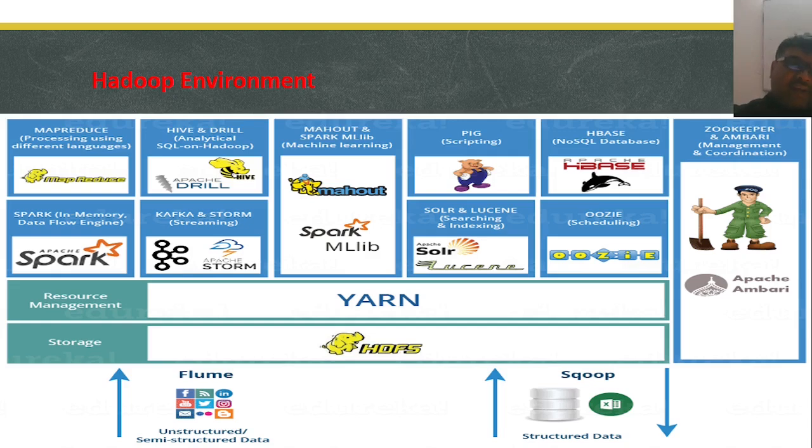Similarly, at the top left you can see MapReduce for programming purposes. There is Pig for scripting. There is a NoSQL database, HBase, and there is management and coordination by ZooKeeper and Ambari. For scheduling we use Oozie. There are so many kinds of tools that we are going to use in the next units.